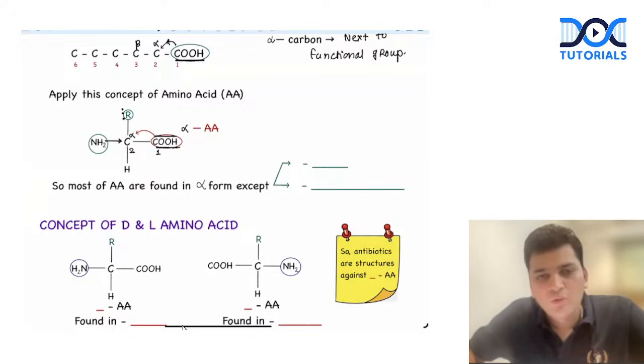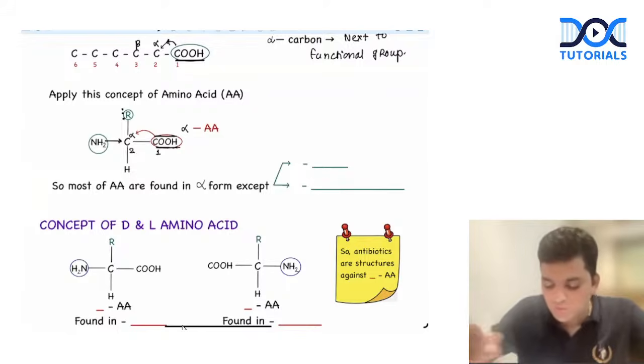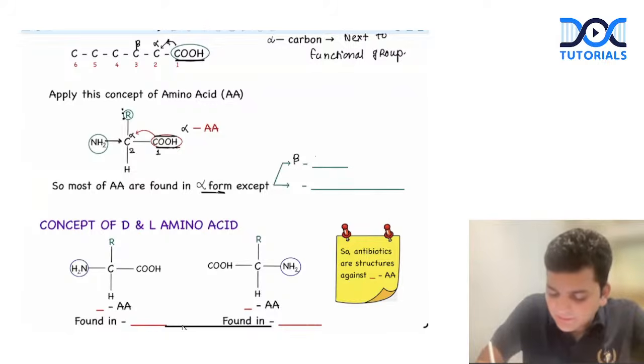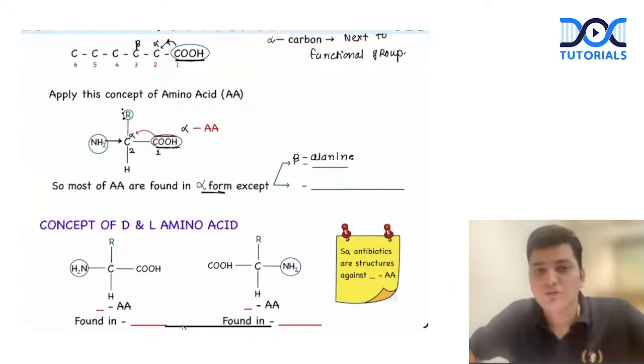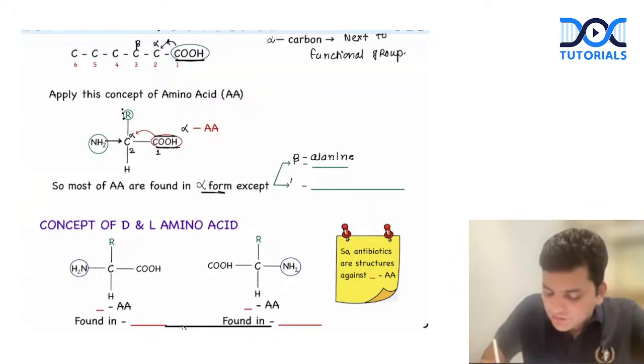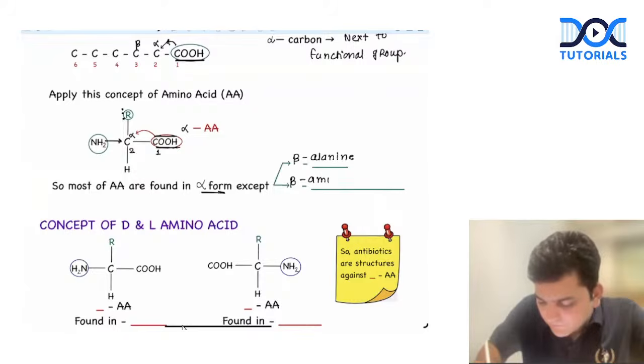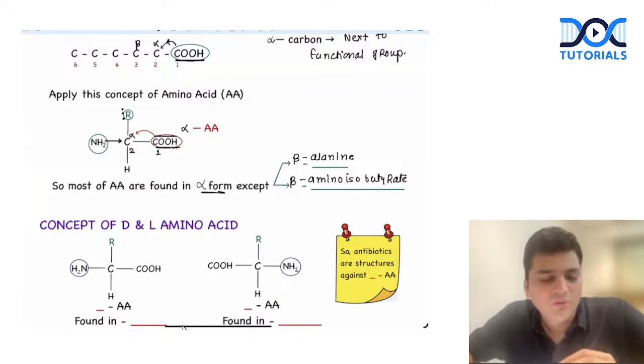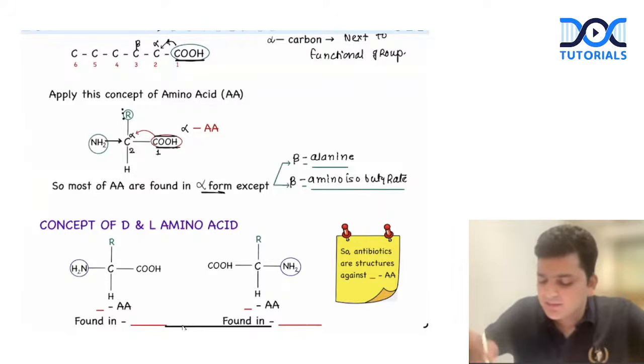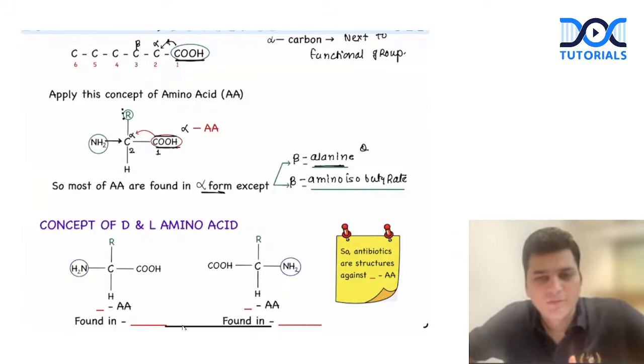In fact, in humans, most of the amino acids are found in alpha form. There are a few exceptions, such as beta-alanine. Now, as the name indicates, beta-alanine means the amino group is attached to the beta carbon. Beta-amino isobutyrate. So the first question for us in biochem will be: which of the following are alpha amino acids, except? The answer is going to be beta-alanine. There are many others, but this is the common one which they ask.